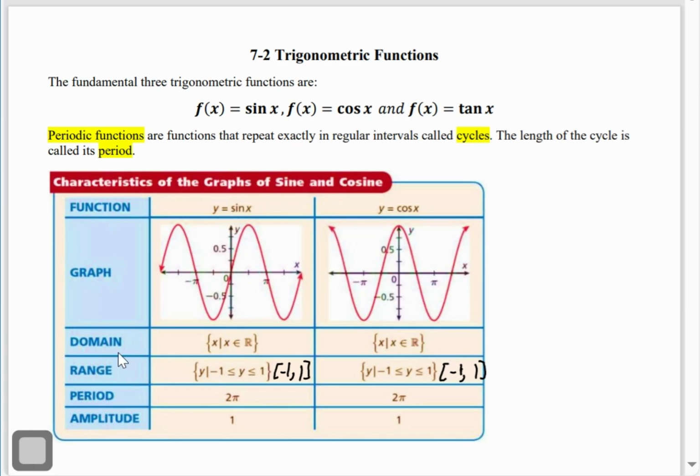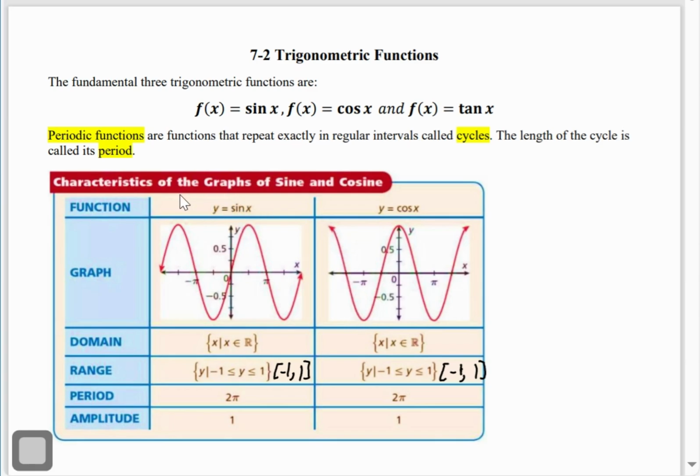The period, we have a definition of period. Periodic functions are functions that repeat exactly in regular intervals called cycles. The length of a cycle is called its period. For example, here we have something like the letter S. It is one period because it is repeated exactly. It will repeat like this: one graph above, one graph down, and one graph above and one graph down. So we call it a cycle or period. For cosine, a period is like the letter V.